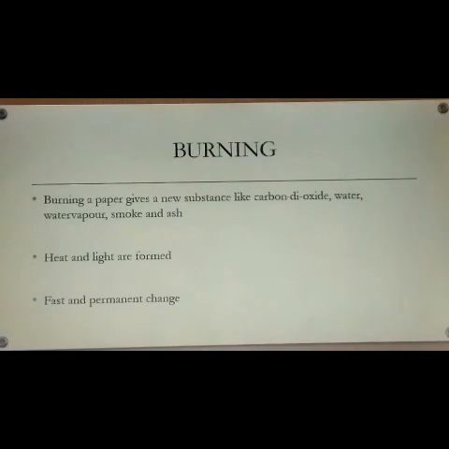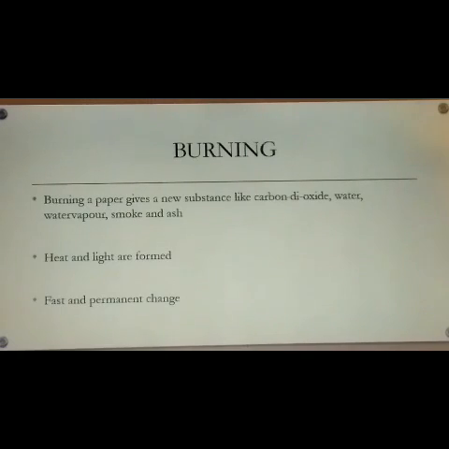And now let us move on to the topic of burning. You have already learnt that burning of paper is a fast change. Generally burning is a fast change. So when you burn a piece of paper, it gives new substances such as carbon dioxide, water vapor, smoke and ash. These are all the compounds formed due to the burning of paper. Heat and light are also given off during the burning of paper, and we cannot combine the products of burning of paper to form the original paper again.